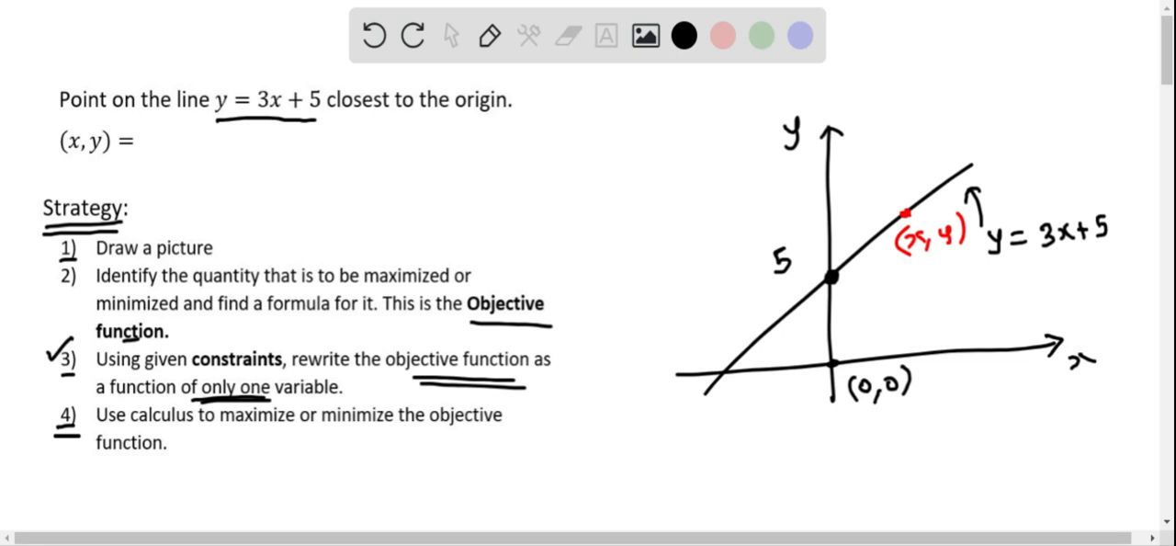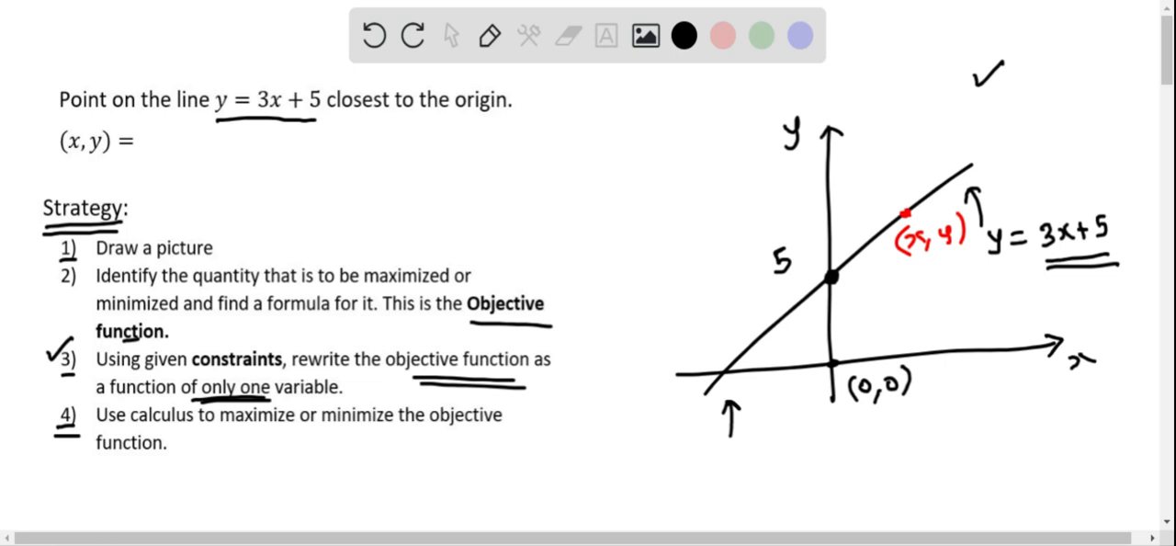Let's now do each step one by one. In the first step, we have to draw a picture. As you can see here, I have drawn the line y equals 3x plus 5 on the coordinate axis. It is in the form mx plus b, where b represents the y-intercept. Therefore, the y-intercept is 5, which I have marked here. The line may also have some x-intercept, so I have drawn it like this. That's not an important thing, so we can just ignore it.